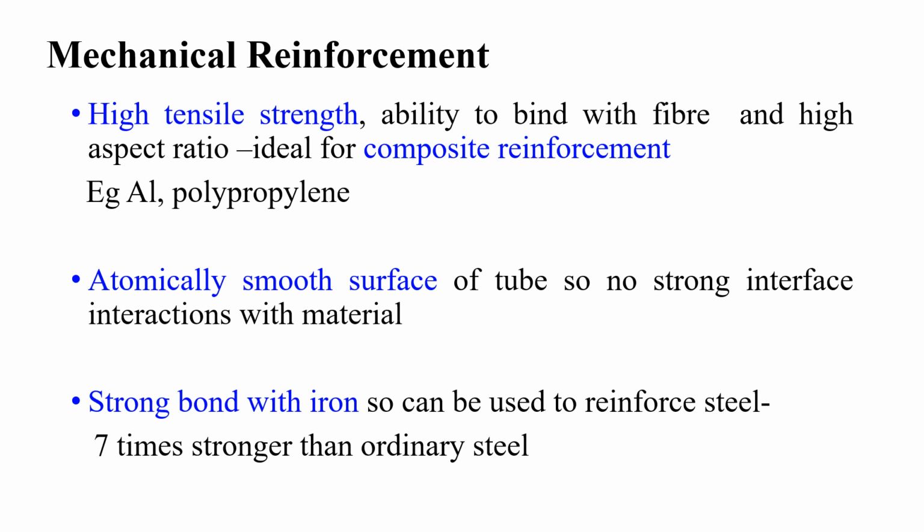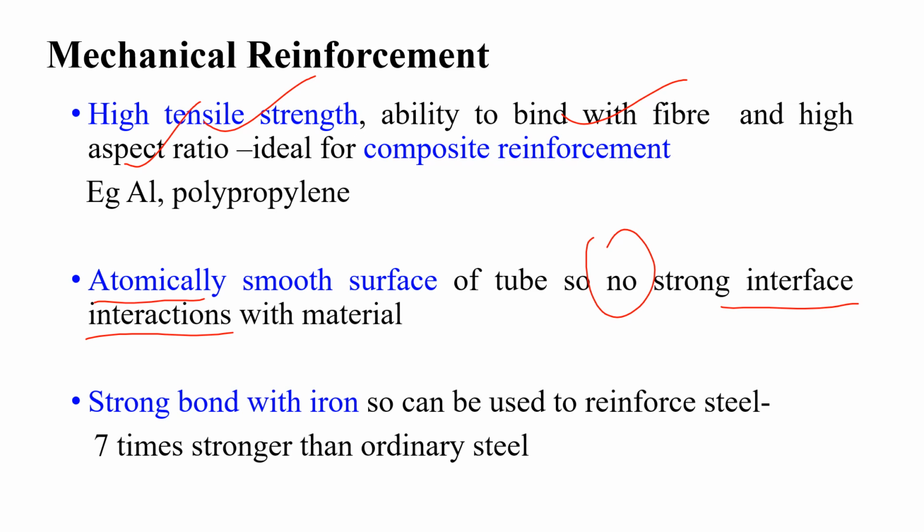Mechanical reinforcement. Because of high tensile strength, ability to bind with fiber, and high aspect ratio, carbon nanotubes are ideal for composite reinforcement. For example, aluminum or polypropylene can be mixed with the carbon nanotube, which enhances its mechanical property to a greater extent. Carbon nanotubes have atomically smooth surface, so there is no strong interface interaction between materials mixed together.